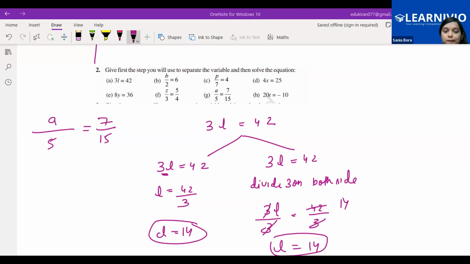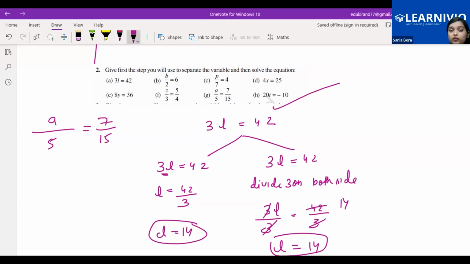Then it's 15 by 4. Then 17 by 3. 17 or 7 by 3? Oh, 7 by 3, ma'am. Sorry, ma'am. I wrote the number as 17. Okay. Next. And the next one is minus 1 by 2. Yeah, correct. Very good.